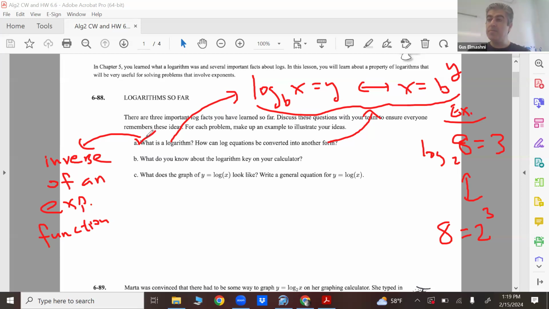What was that? Sorry? We're going to get there in a sec. I just did part A right now. Okay, part B. Let's switch colors for part B.